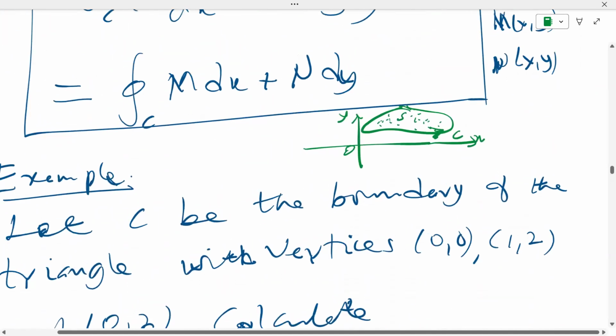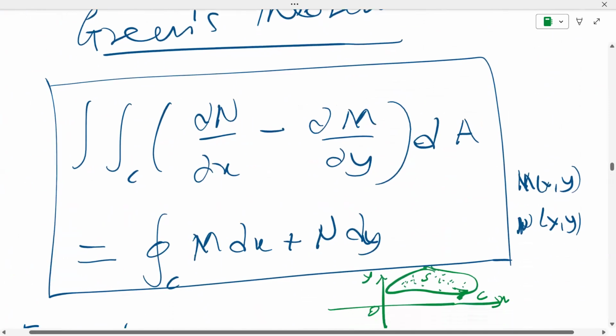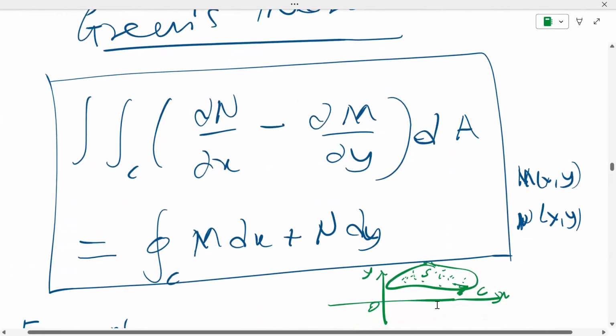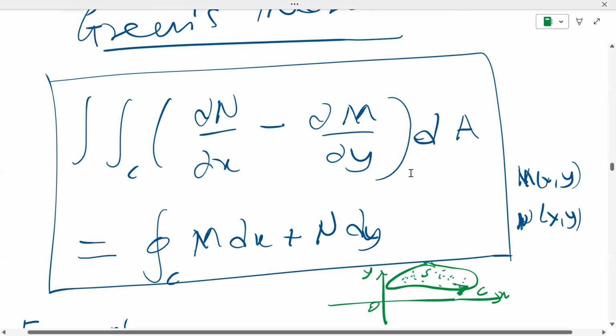That does it for Green's theorem. Look at this again: Green's theorem, which I explained using this figure. It's a simple closed curve region S, where C is actually the boundary of the region S. And so the whole of this gives us Green's theorem.